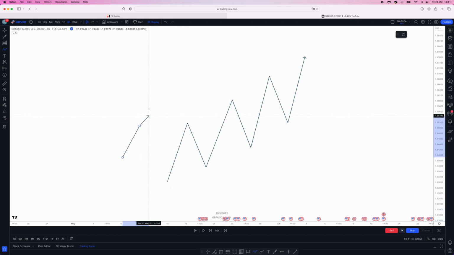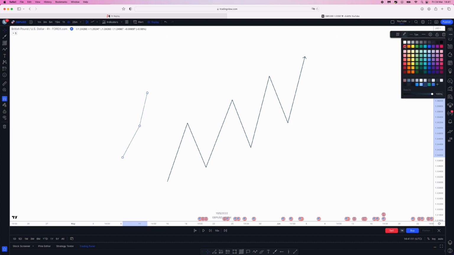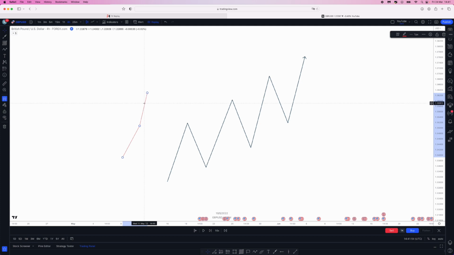Let me just change this. I'll make it a little bit smaller and make it a red color. So let's just say this is our 15-minute chart. What we'll see on the 15-minute is stuff like this, right? Smaller price movements on the 15-minute chart.